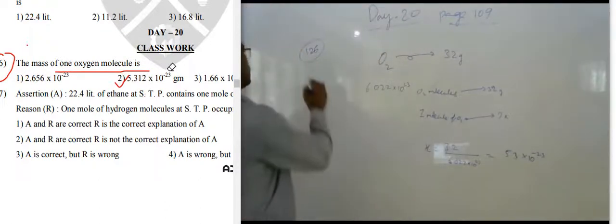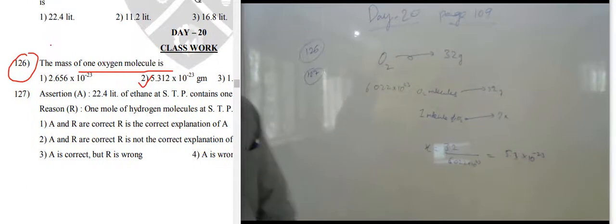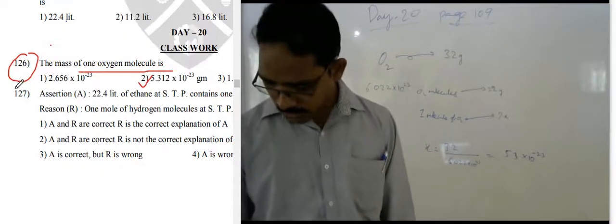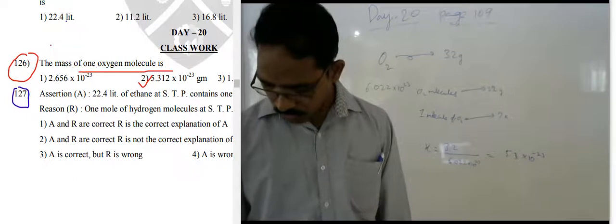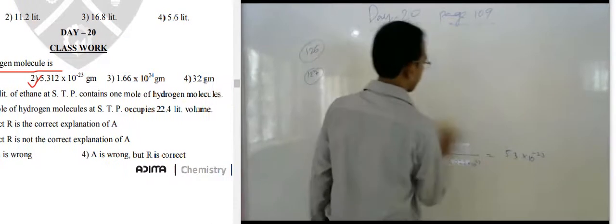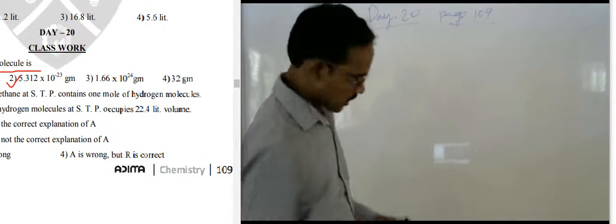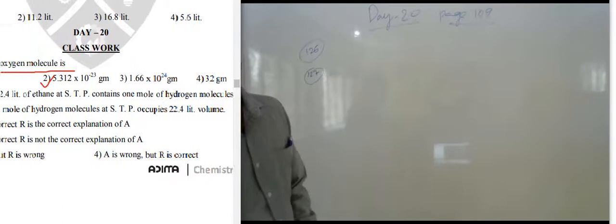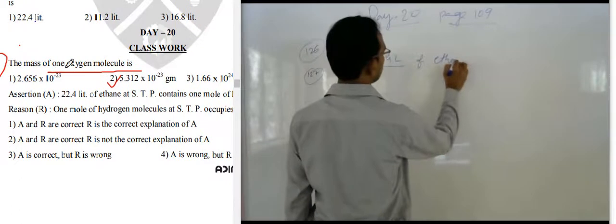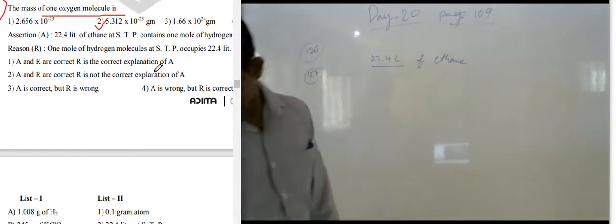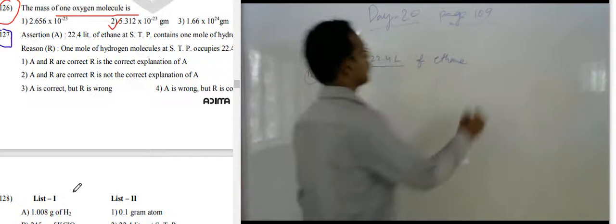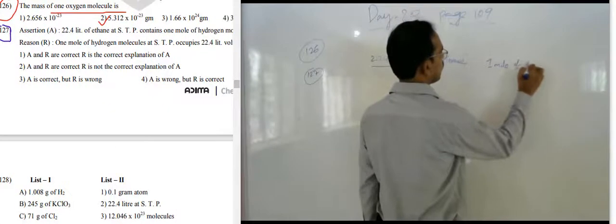Question number 127. Assertion: 22.4 liter of ethane at STP contains 1 mole of hydrogen molecules. 22.4 liter of ethane at STP contains 1 mole of hydrogen molecule, H2.